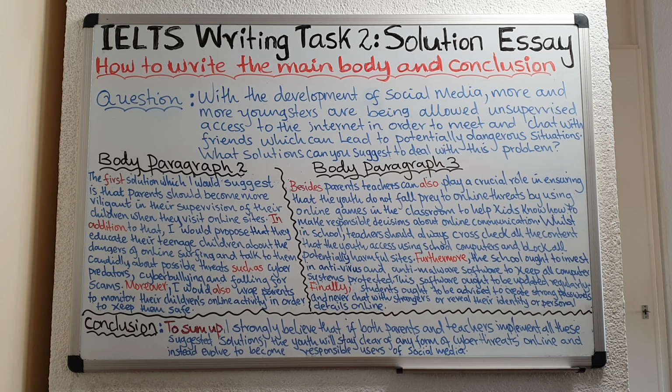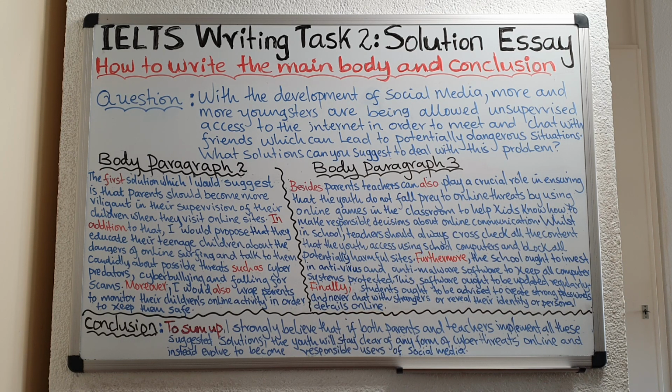The first thing that you have to do is think about some solutions to deal with this problem. Write down the solutions somewhere on a piece of paper. Just make notes. You don't have to write the solutions in full sentences. Write all the solutions on a piece of paper, maybe 6 solutions for example, and then divide them into 2 groups.